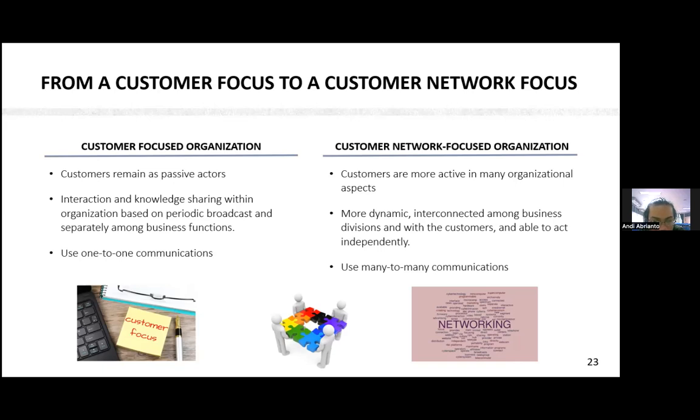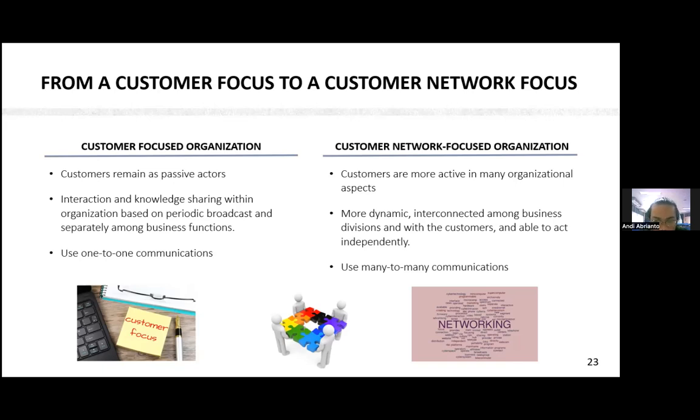All three elements then reflect a model that was created in the age of one-to-one communication, when customers were isolated from each other, unable to coordinate, and easily reached by mass media. But now we live in a different age. This age demands a different model for companies, a model of the customer network focused organization.